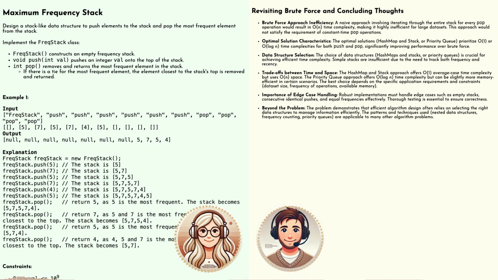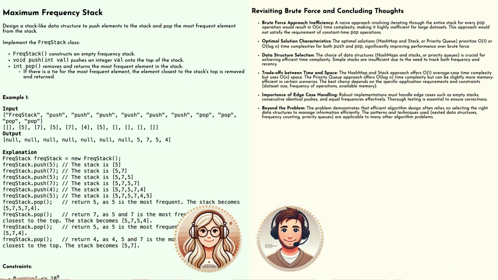But what about those pesky ties where multiple elements have the same frequency? That's where the second level of sorting comes in. Within each frequency level, we sort again, but this time by recency. The most recently added element among those with the same frequency gets placed at the very top. So it's like manually recreating that layered structure we achieve with the hash maps and stacks. But instead of using hash maps to keep things organized, we're just sorting the whole stack every single time.